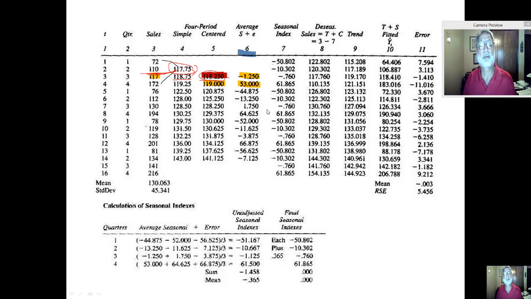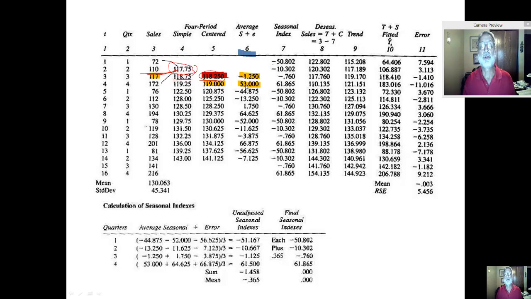So now look at my 53. What does that mean? That's saying that because of seasonality, can you see it, I'm shipping about 53 bottles more, or 53 cans more, or 53 cars more. So that's the interpretation there.